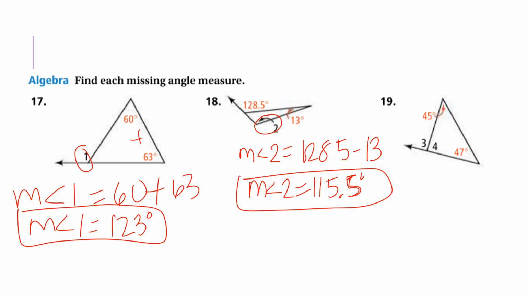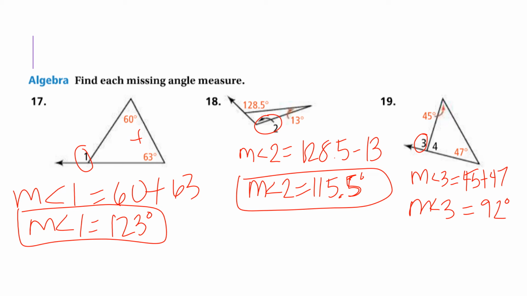So number 19, it doesn't matter which one you start with, whether you're solving for 3 or 4, but I know that 3 is going to equal 45 plus 47 because of the triangle exterior angle theorem. So the measure of angle 3 would be 92 degrees.